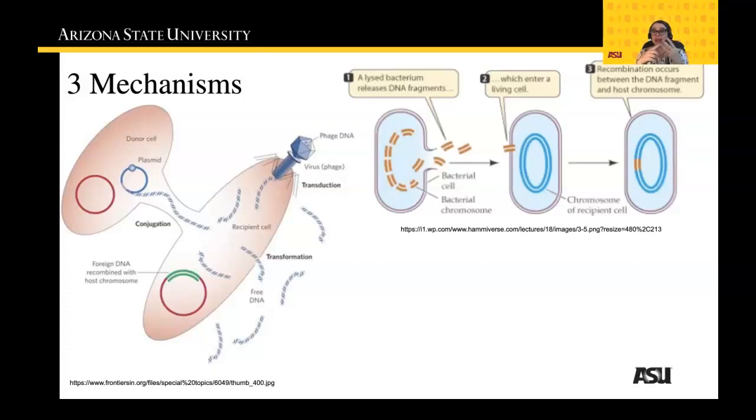So the three mechanisms of prokaryotic horizontal gene transfer between species are through conjugation, or the sharing with your neighbor, transformation, or taking it up from the environment, or transduction, getting it from a virus.